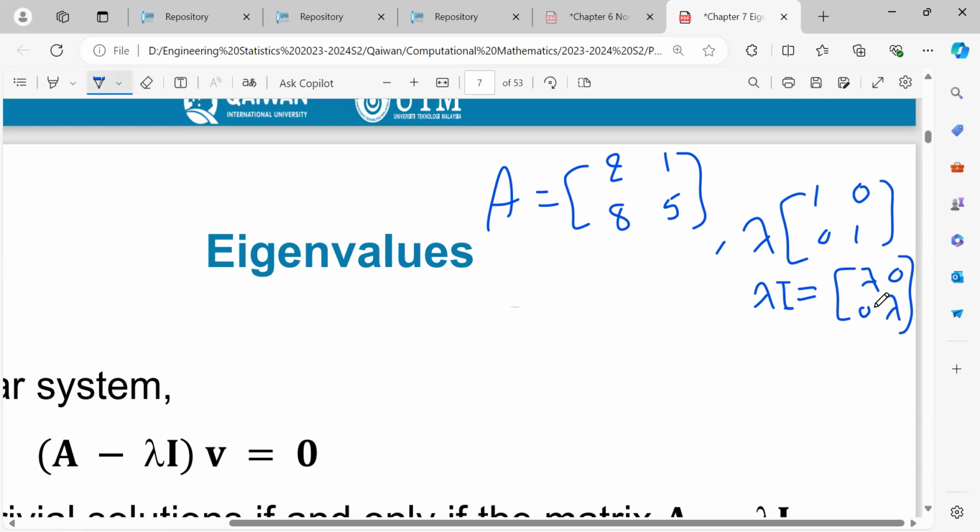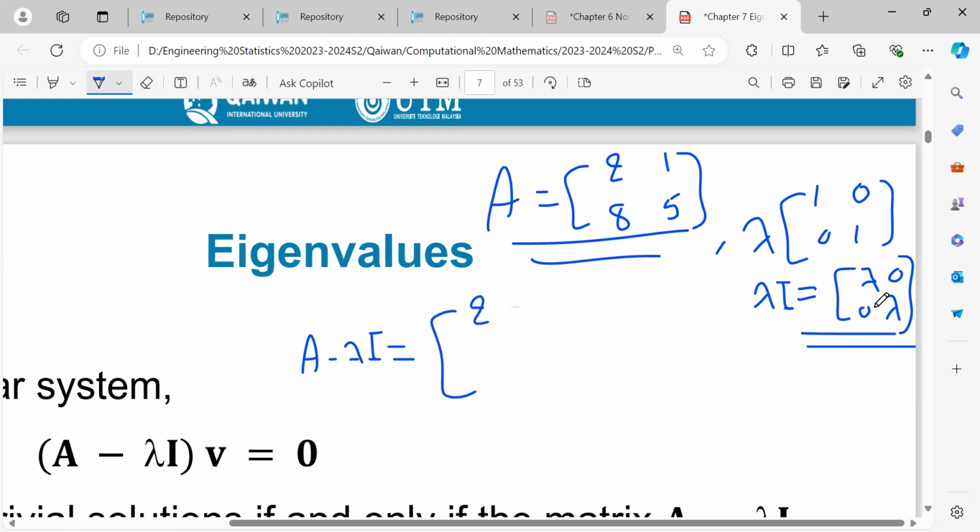And then we find its determinant. A minus lambda I is equal to, this is A, and this is lambda I. It is 2 minus lambda. We just subtract these two corresponding entries. It's 2 minus lambda. Then 1 minus 0 is still 1. 8 minus 0 is 8. 5 minus lambda is 5 minus lambda. This is A minus lambda I. We now find the determinant of this matrix.